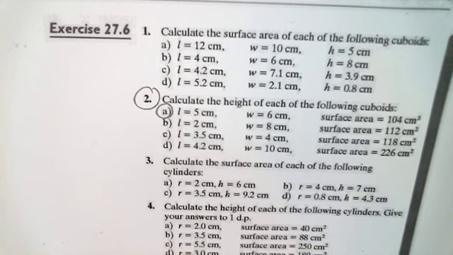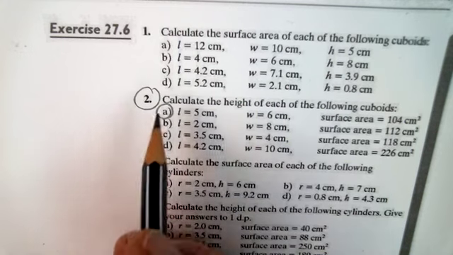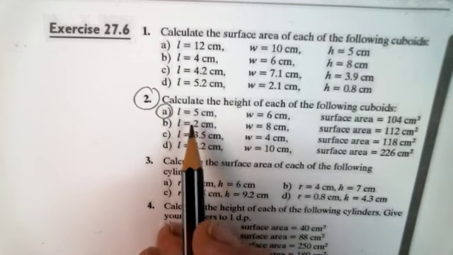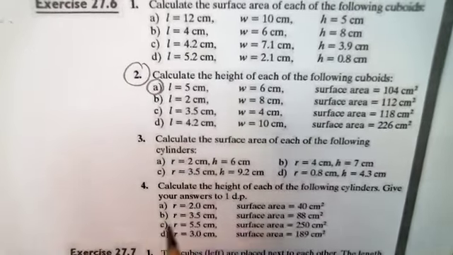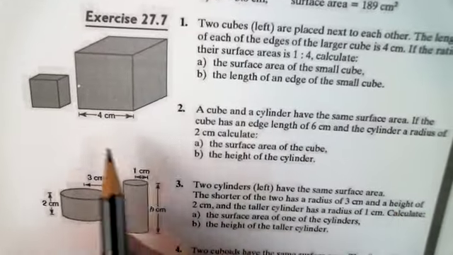Let's have a look at exercise 27.6 from the IGCSE textbook. So I've been asked to do question 2a. It says calculate the height of each of the following cuboids. Well, a cuboid is going to be some kind of a shape. Well, here, these are cubes, for example.